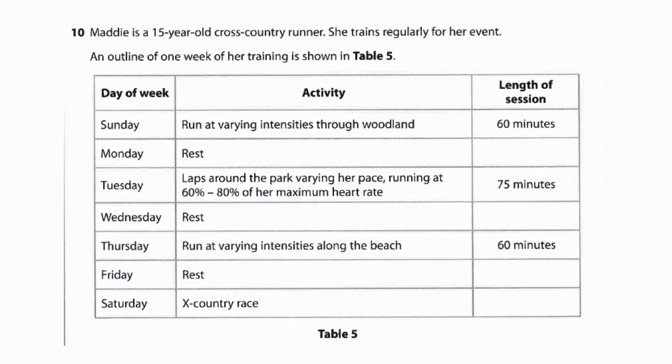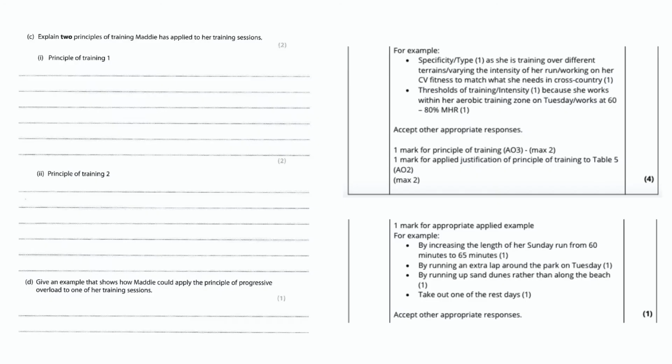First question then. So the first question, we get a little bit of information. Maddie is a 15-year-old cross-country runner. She trains regularly for her event. We then get to see a table showing her training in the lead up to her cross-country race at the end of the week. And we're asked to explain 2 principles of training Maddie has applied to her training sessions.